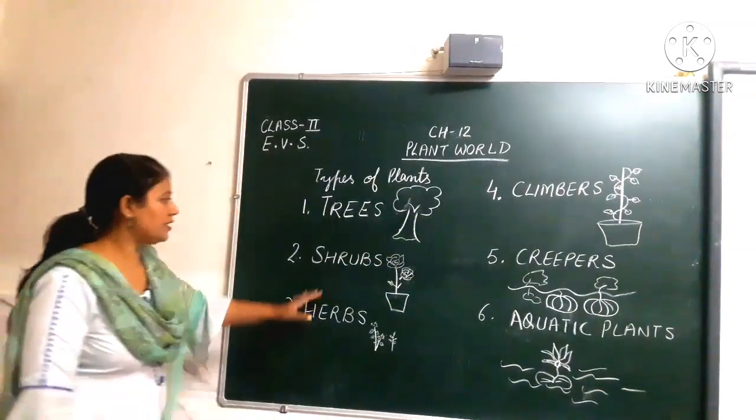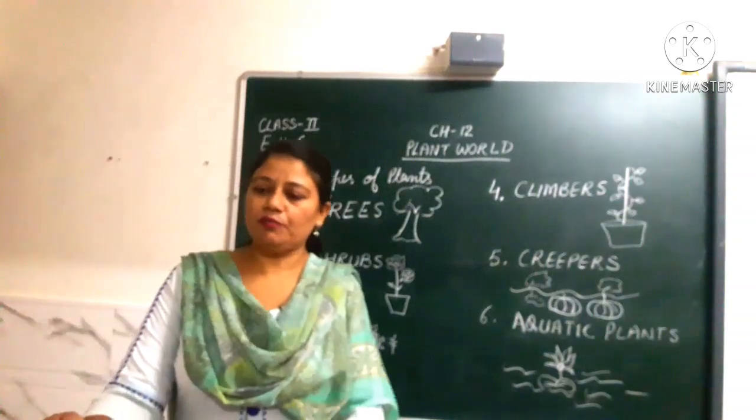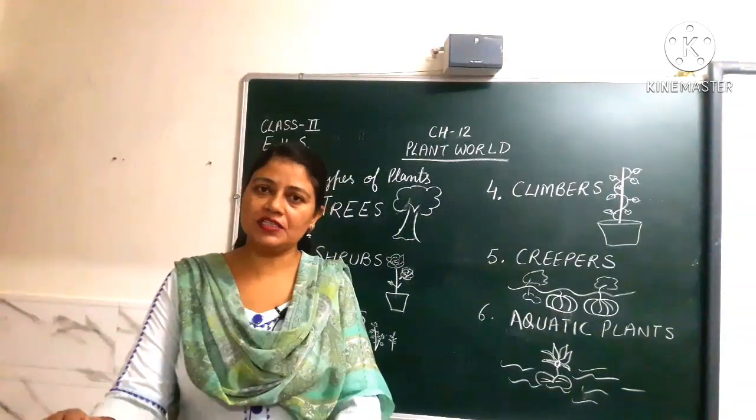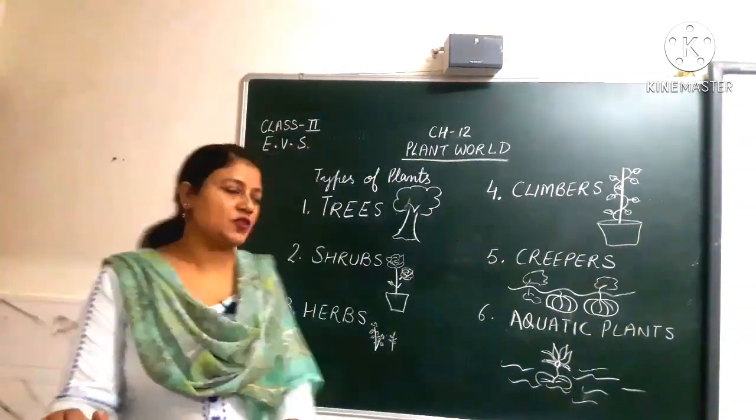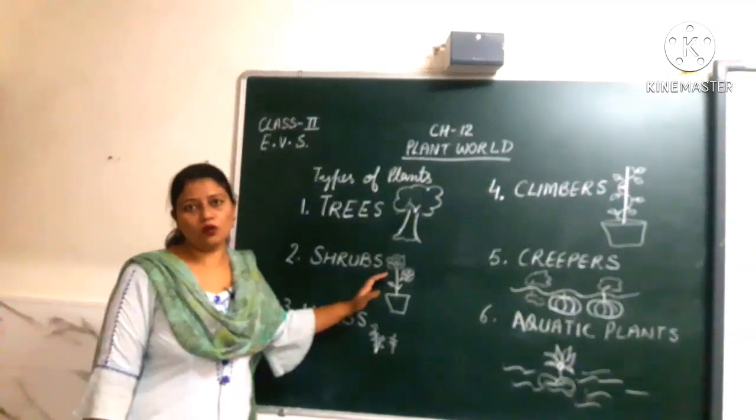And second are the shrubs. Shrubs are thin, brown and woody stems. You must have a rose plant in your home.